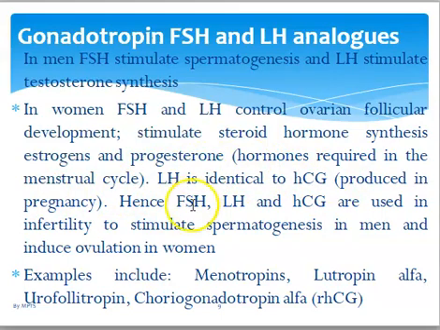Hence, the follicle stimulating hormone, the luteinizing hormone, and the human chorionic gonadotropin, the HCG hormone, are used in infertility, to stimulate spermatogenesis in men, and also to induce ovulation in women. Which are the analogues of these hormones? We have the menotropins, lutropin alfa, urofollitropin, and the gonadotropin alfa. These ones could be used if people have deficiency of this hormone, or if they are infertile.